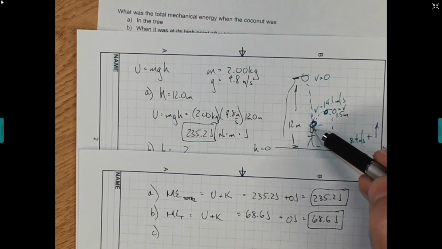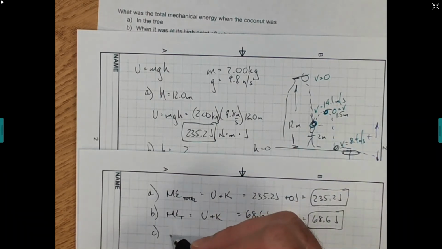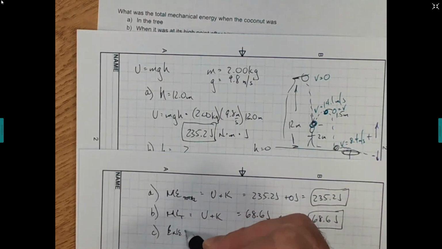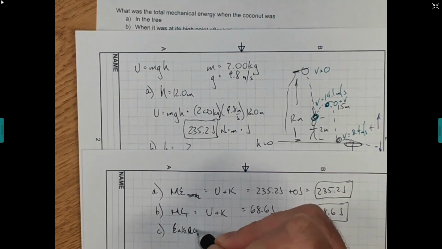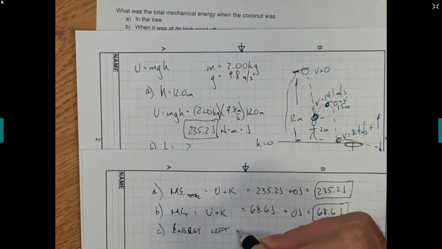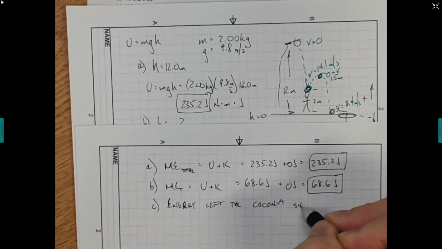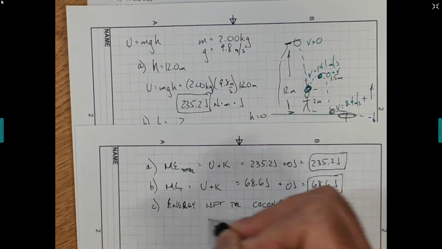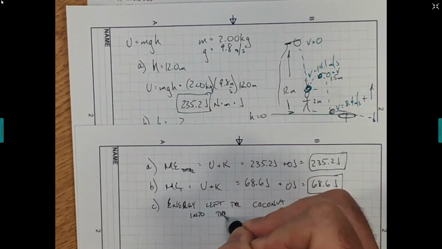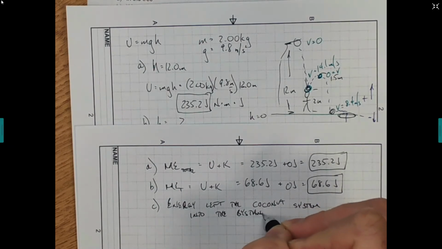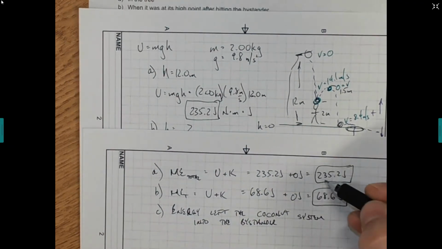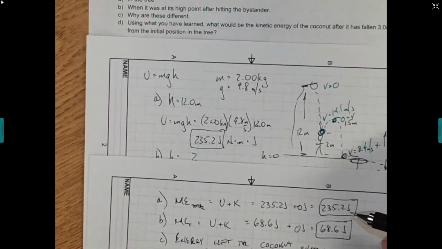Okay, what happened to it is it hit the guy in the head, right? So something happened. We lost some of that energy into the person. I bet he's got a lump on his head, or his head hurts, or something happened to this guy because a lot of energy went into him. Okay, so energy left the coconut system into the bystander. How much did we lose? Well, we lost whatever that is, 140, 170, whatever it is.